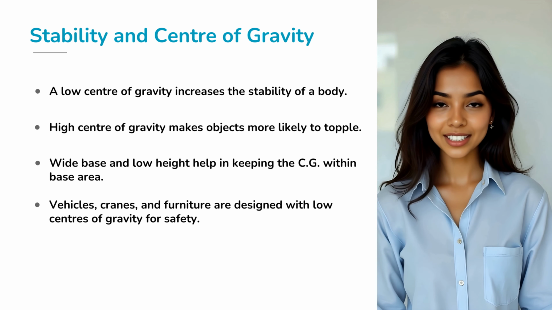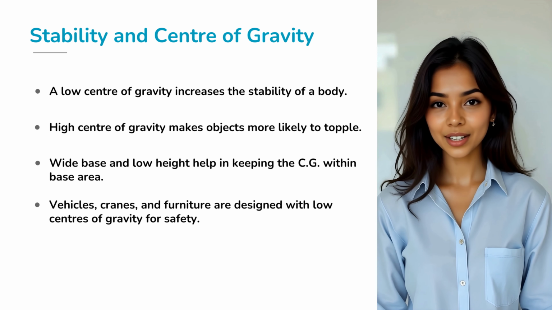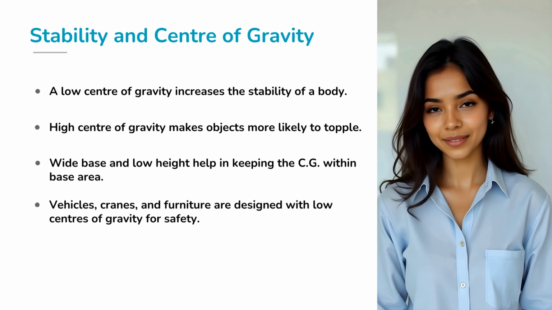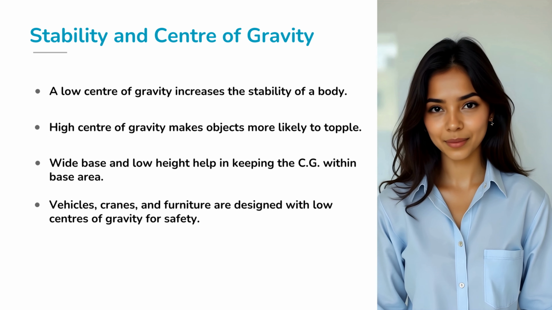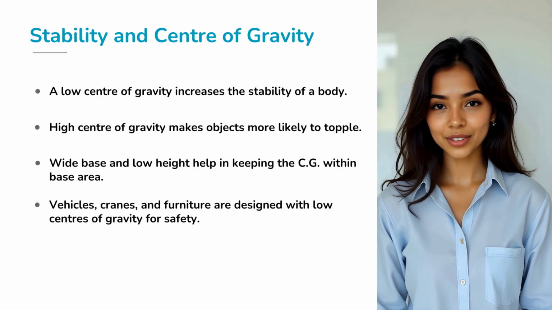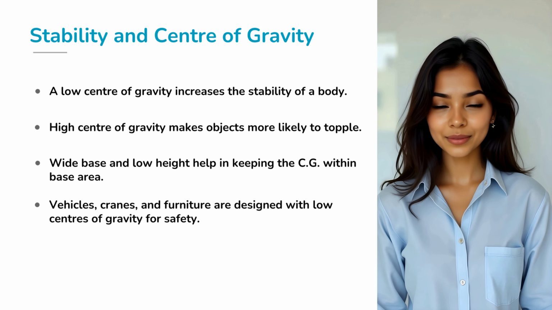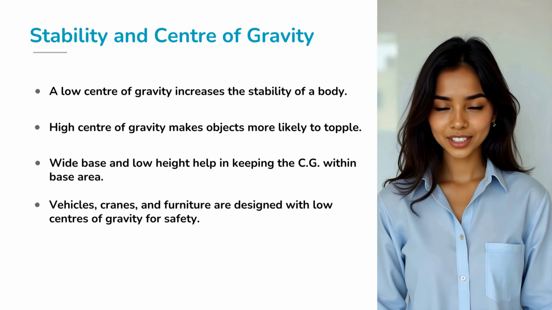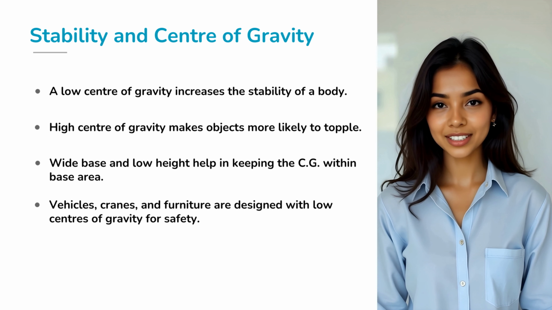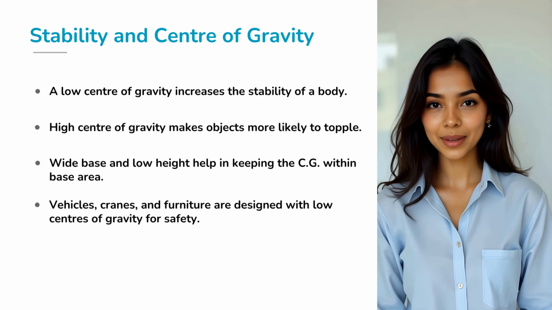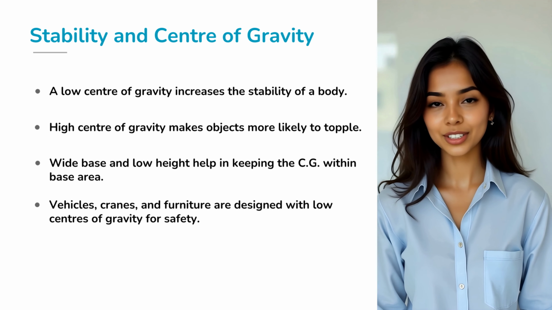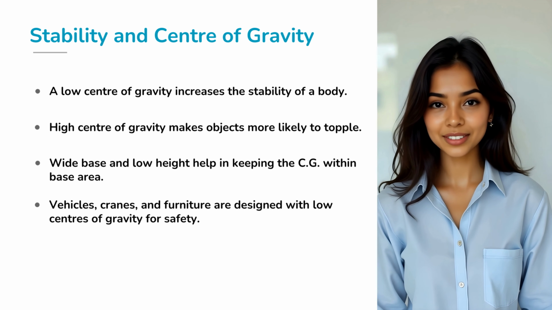The position of the center of gravity affects how stable an object is. A low center of gravity gives more stability. That's why race cars are built close to the ground. If the center of gravity is high, the object is easier to tip over. Think of balancing a stick vertically versus horizontally. Also, a wider base helps keep the center of gravity inside the base area, preventing tipping. This is key in designing safe furniture, towers, and even robots.